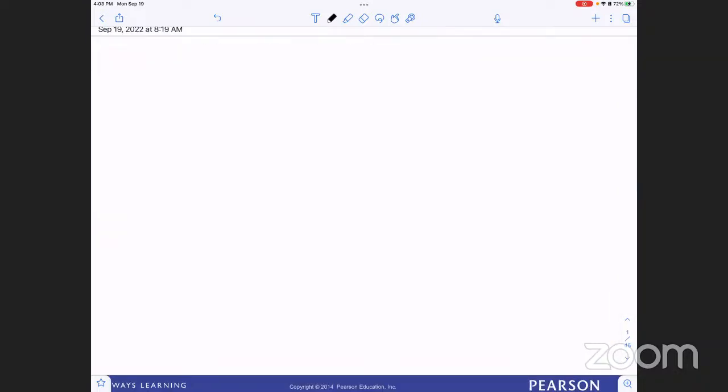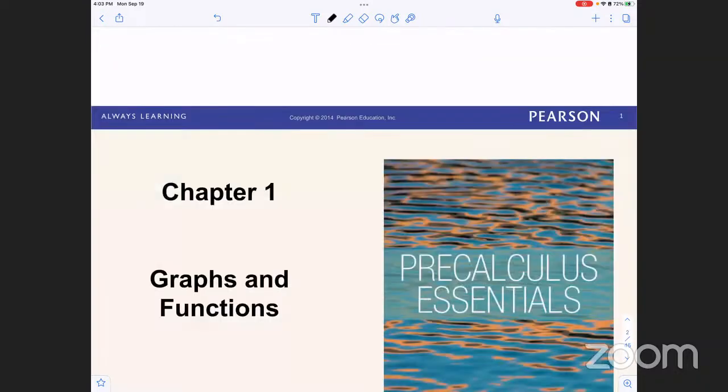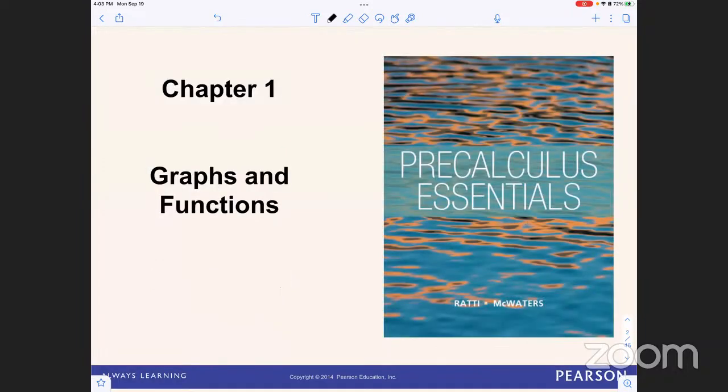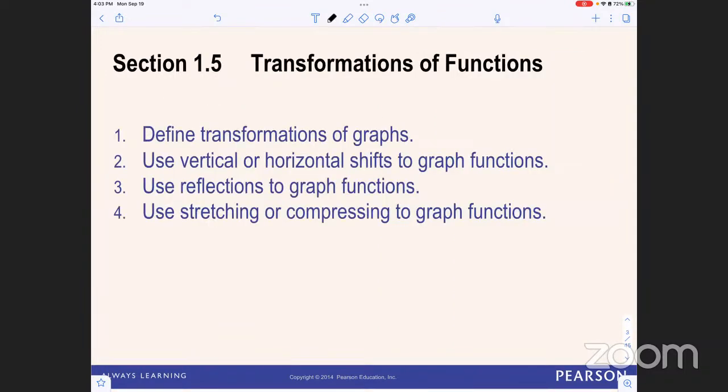Well, we're just continuing where we left off. I think we've been working our way through chapter 1. We're going to touch on a total of 6 sections in chapter 1. So this is section 1.5, transformations of functions. Last time we talked about 1.4, a library of basic functions.